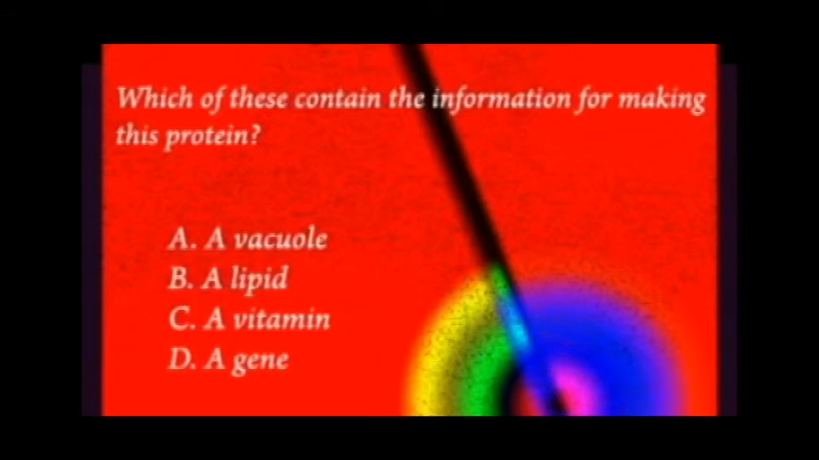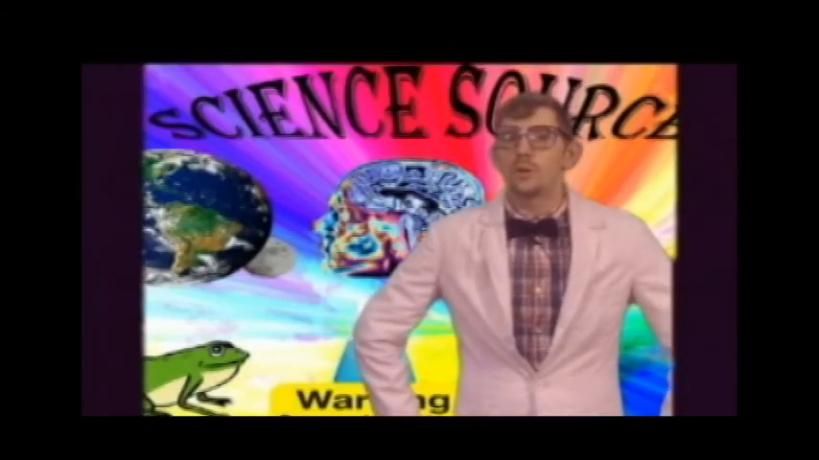Which of these contain the information for making a protein? Is it A, a vacuole, B, a lipid, C, a vitamin, or D, a gene? If you said gene, you were correct. And one final question for you. The genetic information for making a protein must move from the nucleus to the cytoplasm. Which of these moves this information to the cytoplasm? Is it A, a ribosome, B, DNA, C, RNA, or D, an amino acid? If you said C, you were correct.